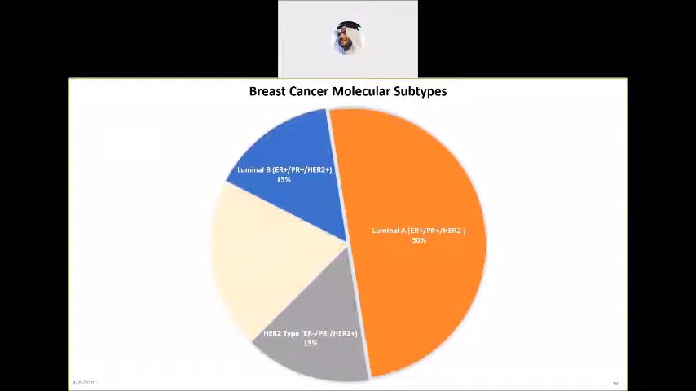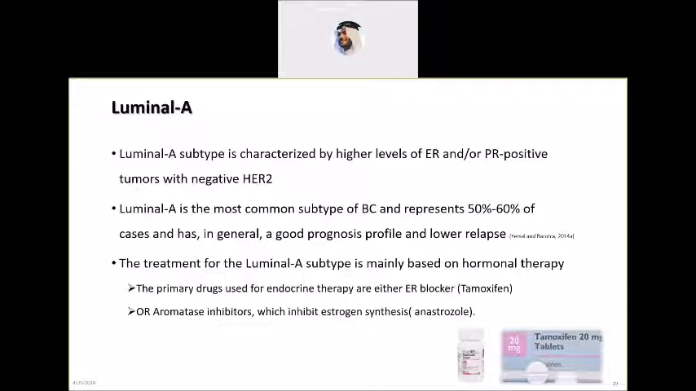I will give short information about each subtype here. For example, the luminal A subtype is characterized by high levels of estrogen or progesterone positive tumor with a negative HER2. Luminal A is the most common subtype of breast cancer, representing 50 to 60% of the cases, and has in general a good prognosis profile and lower relapse. The treatment for tumors with the luminal A subtype is mainly based on hormonal therapy, and the primary drugs used are either an estrogen blocker like tamoxifen or an aromatase inhibitor like anastrozole.